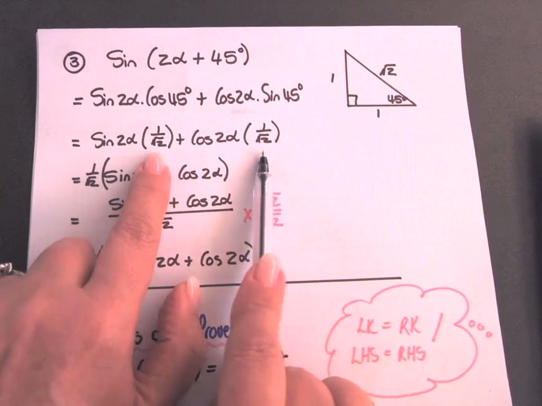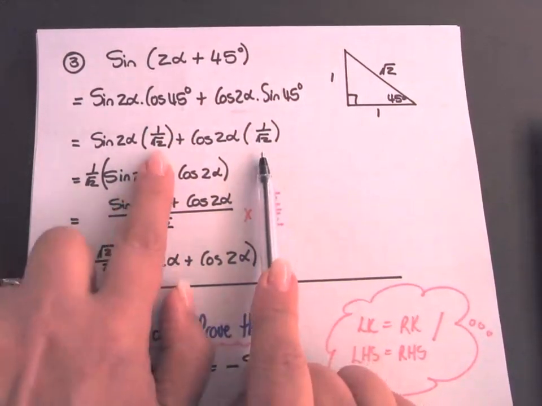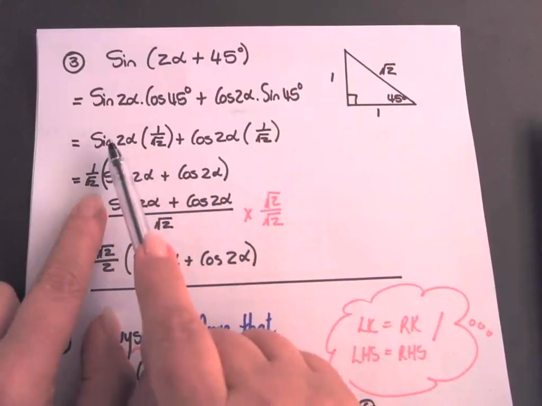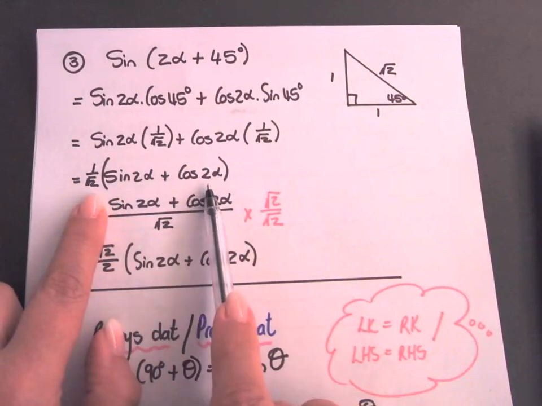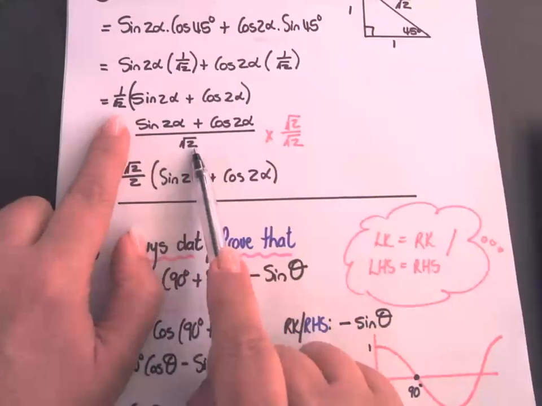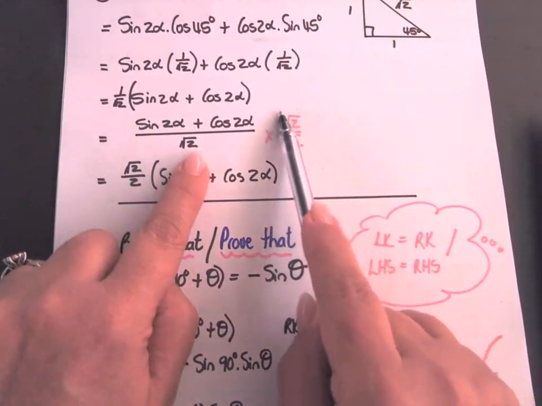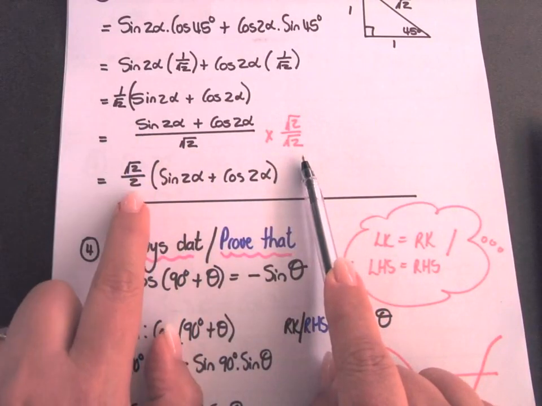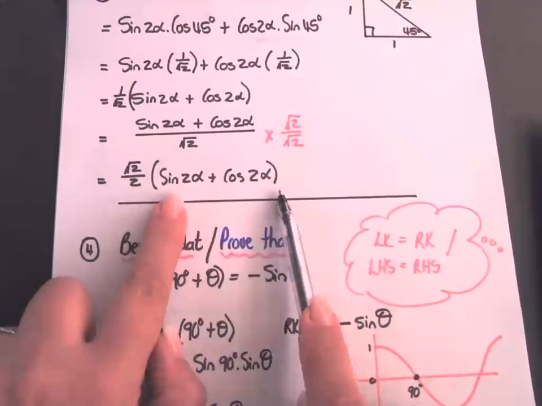Now, I can take out this bracket as a common factor. And then in the bracket remains sine 2 alpha plus cos 2 alpha. So I'm going to put this bracket on the square root 2 and then rationalize the denominator. Then you'll get square root 2 over 2 times the bracket.